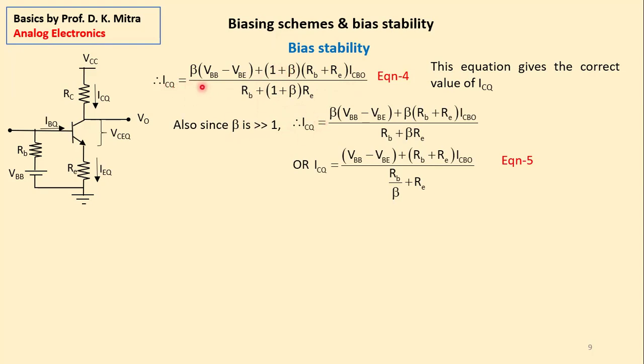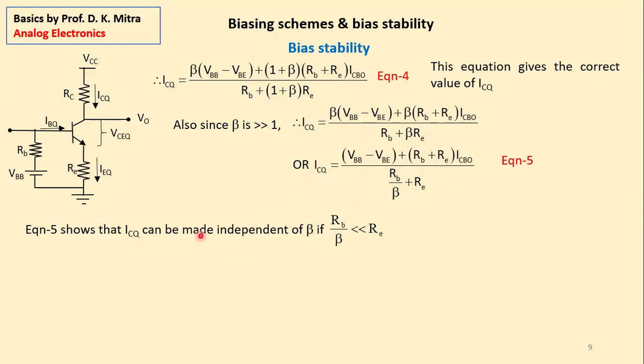So ICQ is equal to beta VBB minus VBE plus beta RB plus RE into ICBO divided by RB plus beta RE. Or we divide both numerator and denominator by beta, then ICQ becomes VBB minus VBE plus RB plus RE ICBO divided by RB upon beta plus RE. This is equation 5. This is a simplified equation here. And after this simplification, it becomes easier to handle.